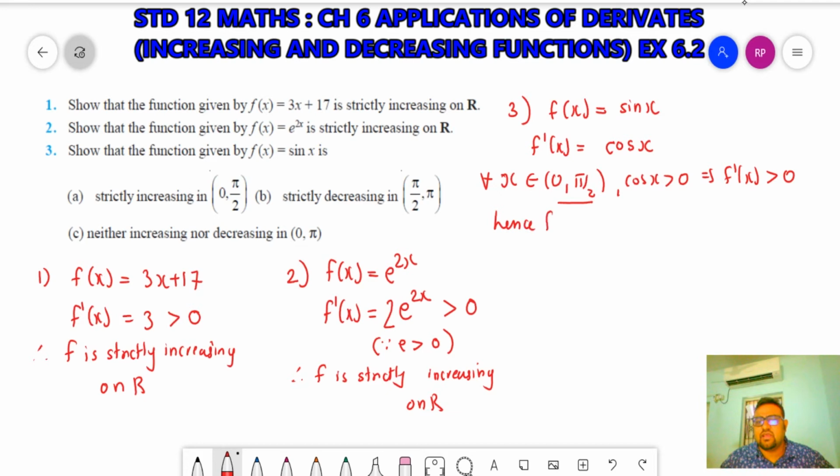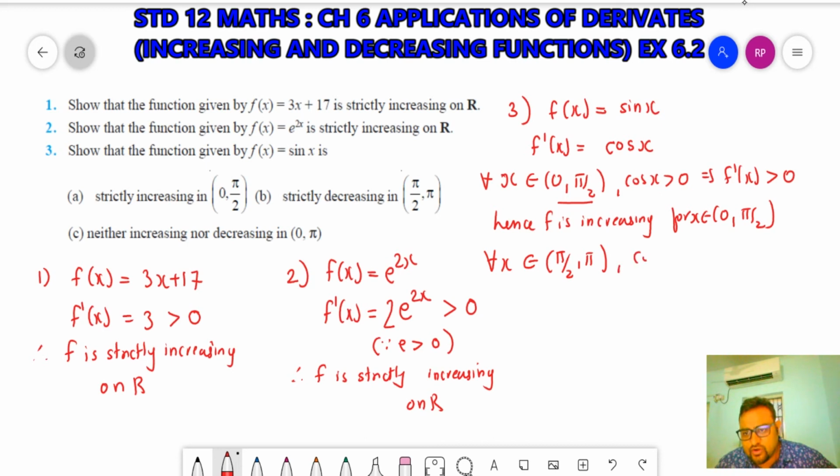Hence, f is increasing for x belonging to 0 to pi by 2. Now for every x belonging to pi by 2 to pi, meaning the second quadrant, in the second quadrant cos x is negative, that implies f dash x is less than 0, hence f is decreasing.